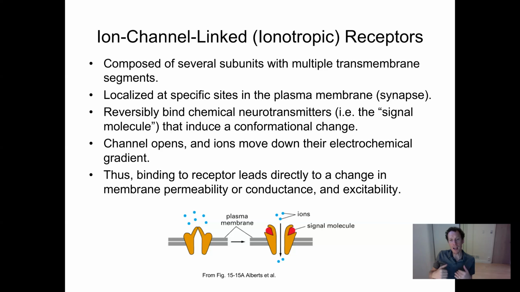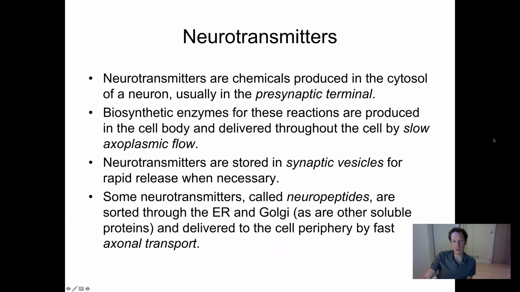So if a cell is gaining a positive charge, we're making it more excitable. I can inject positive current into a cell. This is giving it a positive charge, and I'm making it more excitable. We can do the same thing: we can open up an ionotropic receptor, and we can allow positive ions to get in. And that is also making it more excitable. So giving a cell more positive charge increases its excitability. And I'll talk about that some more.